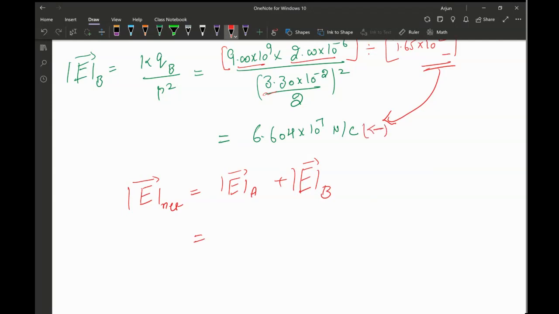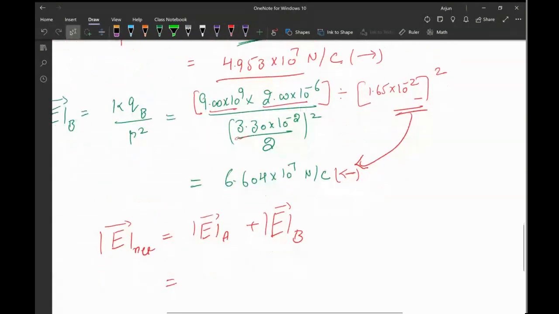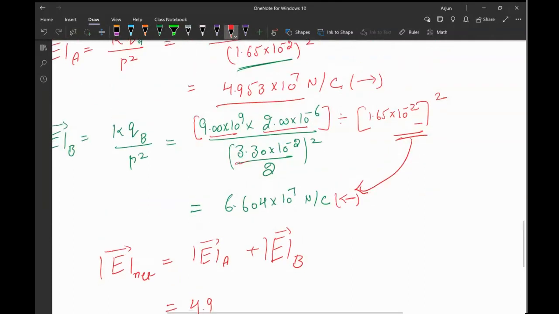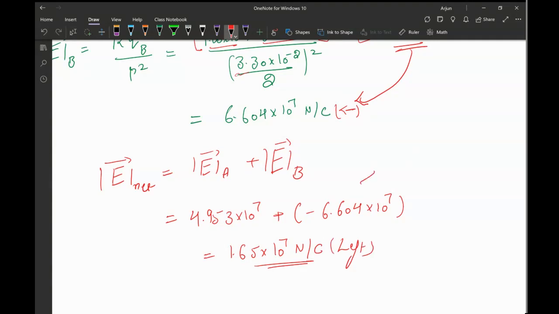EB is towards the left hand side. So towards the right, I'll keep it as positive 4.953 times 10 raised to the power 7, and this will be plus minus of 6.604 times 10 to the power of 7. Now the net value will be 1.65 times 10 raised to the power 7 Newton per Coulomb, and this will be towards the left because this value is bigger in size.